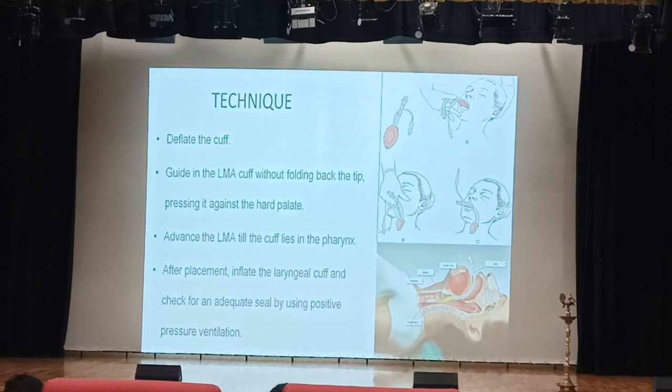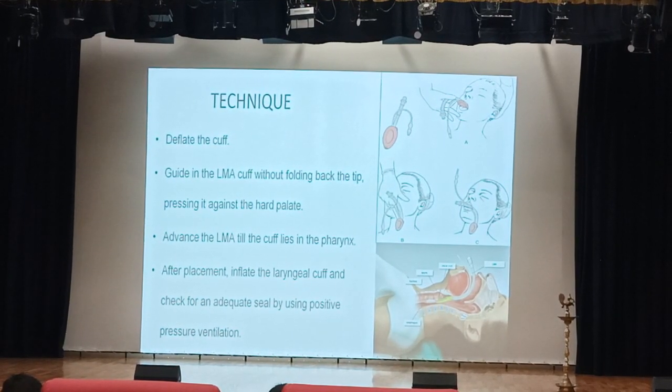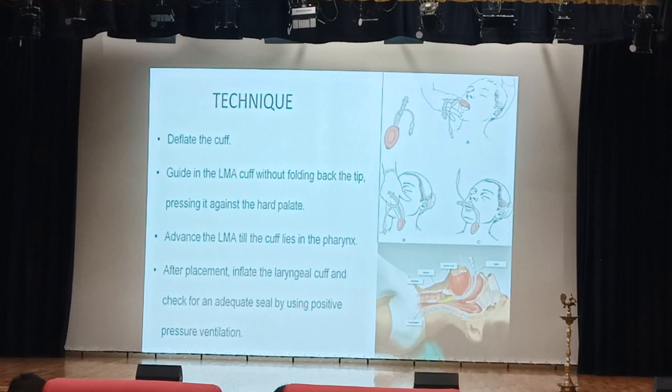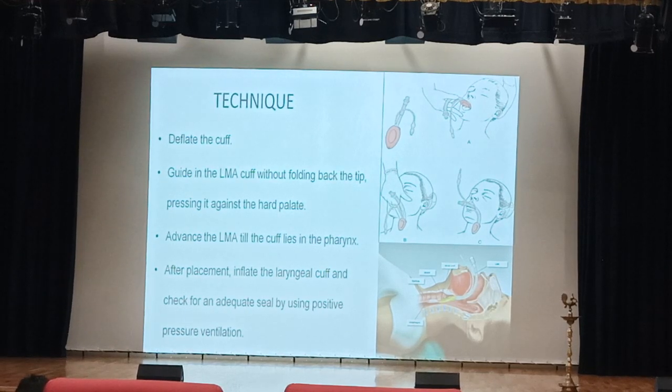So the technique for placement: again we have to deflate the cuff. We have to hold it like a pen, guide in the LMA cuff without folding back the tip, pressing it against the hard palate. Advance the LMA till the cuff lies in the pharynx. After placement, inflate the laryngeal cuff and check for an adequate seal by using positive pressure ventilation. In the second picture, we can see how the LMA is placed.